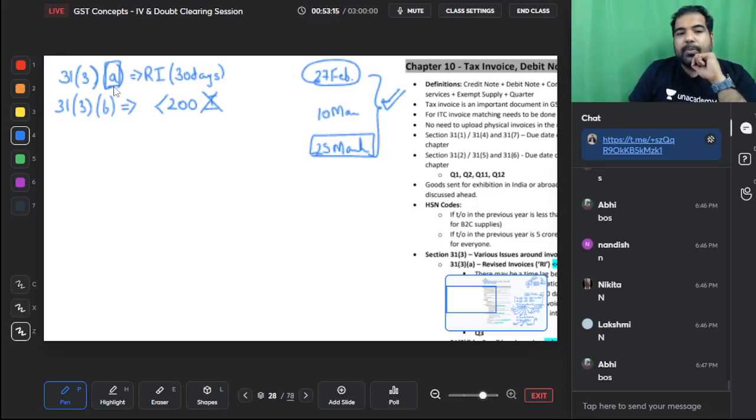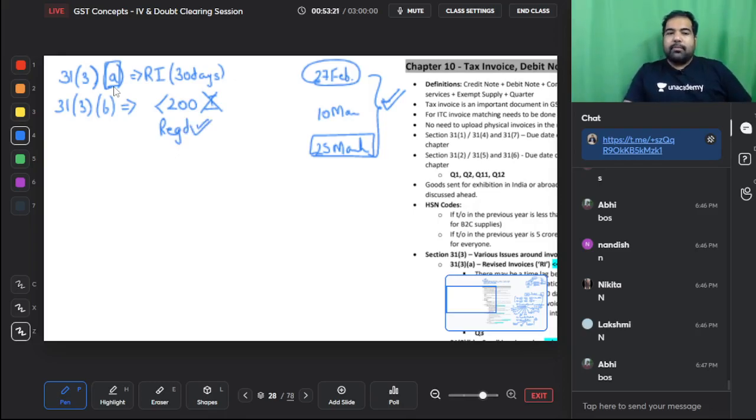But what if the person who's buying is registered and he wants to take ITC? Then you issue an invoice. So generally, for less than 200 you don't issue an invoice, but if the buyer is registered and wants to take ITC, obviously registered means composition scheme or regular scheme both, then you will issue an invoice, yes.